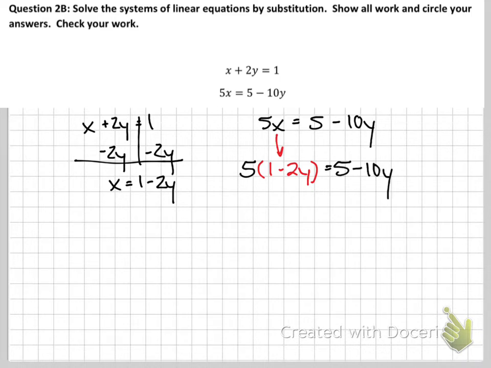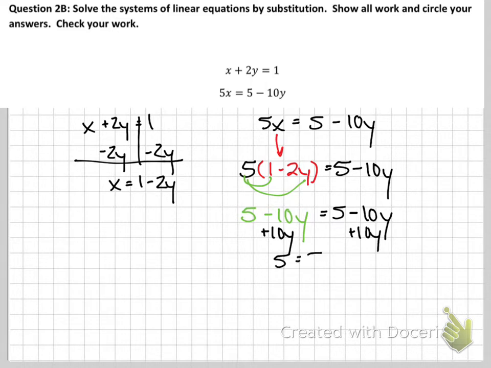So now, I distribute this 5 here. 5 times 1 is 5. 5 times negative 2y is negative 10y. So we have something that says 5 minus 10y equals 5 minus 10y. Well, that's kind of confusing. In fact, if we add 10y to both sides, then we just get a statement that says 5 equals 5. So this is clearly a statement that is true.